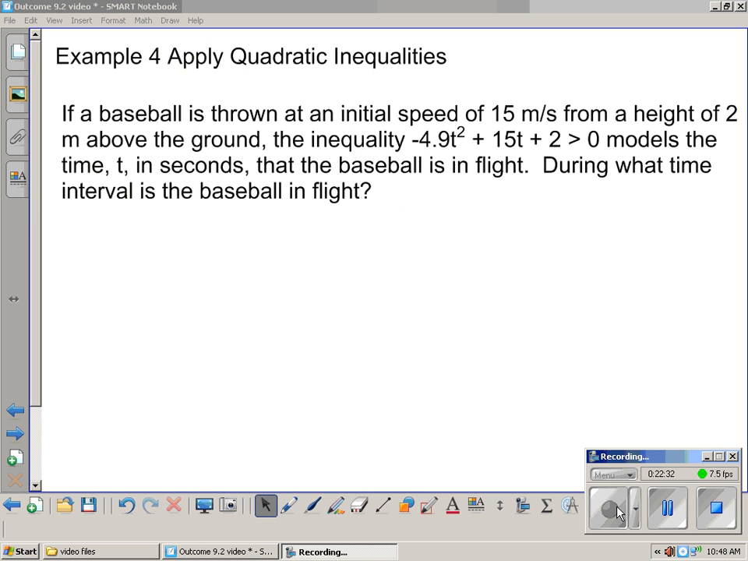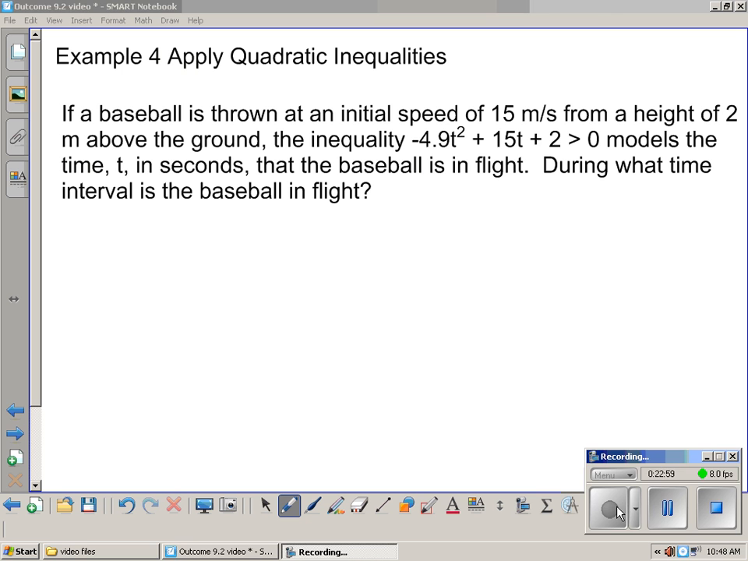Our last question is applying quadratic inequalities. If a baseball is thrown at an initial speed of 15 meters per second from a height of 2 meters above the ground, the inequality negative 4.9t squared plus 15t plus 2 greater than 0 models the time in seconds that the baseball is in flight. During what time interval is the baseball in flight?